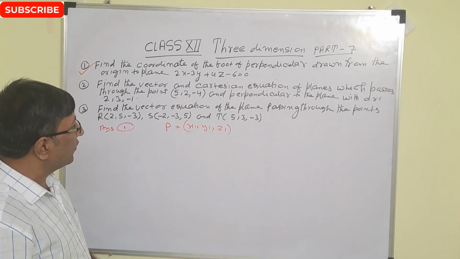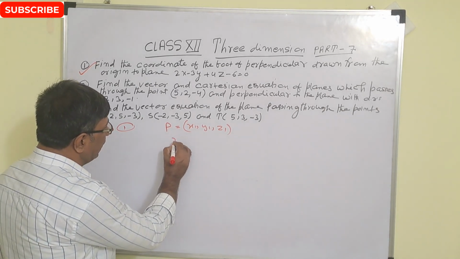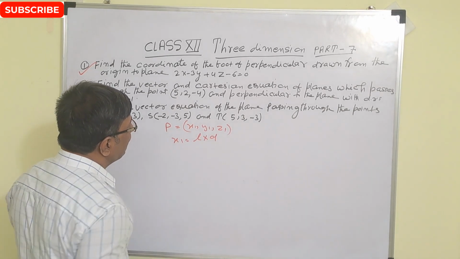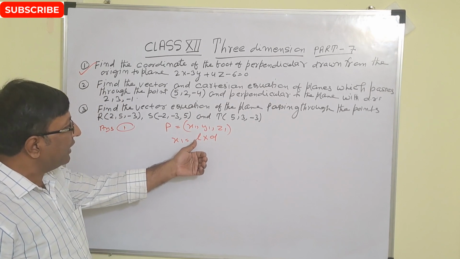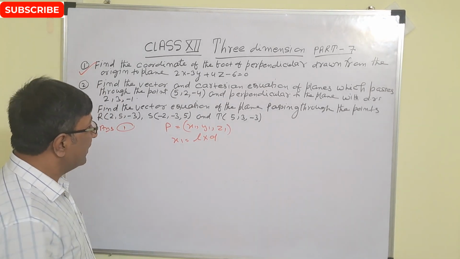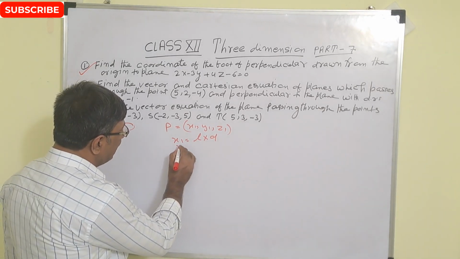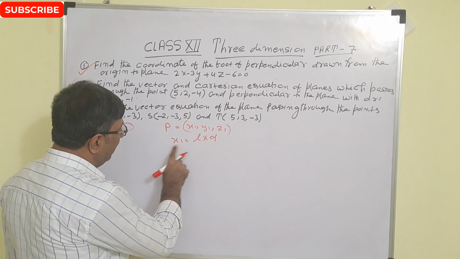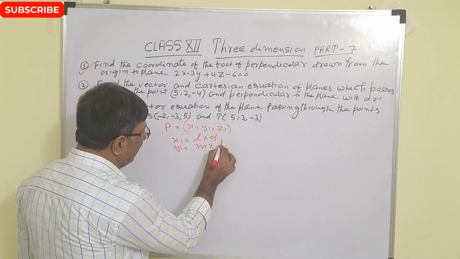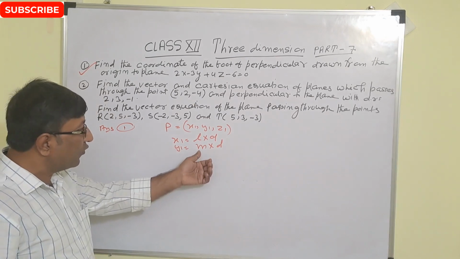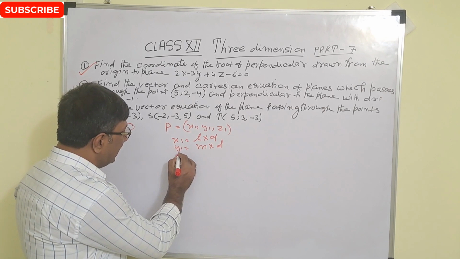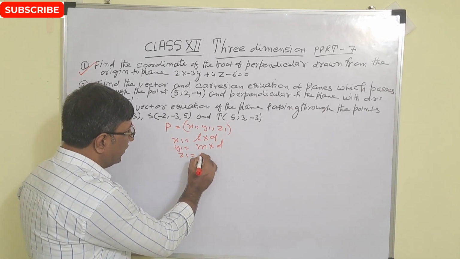So what is the formula? You can write x1 equal to L into D. L is the direction cosine and D is the distance. In the same way, y1 equal to M into D, where M is the direction cosine and D is the distance. In the same way, z1 equal to N into D.